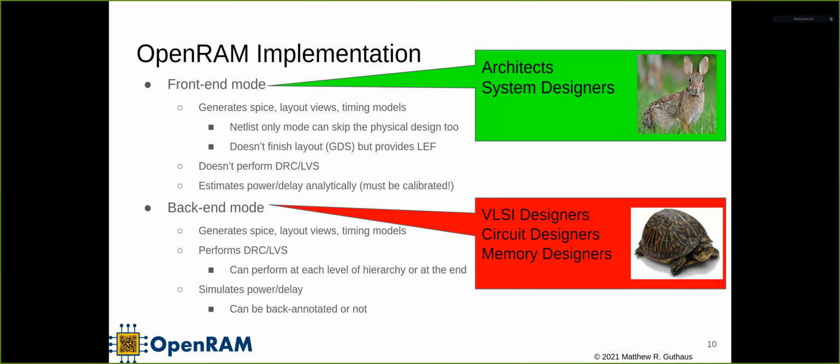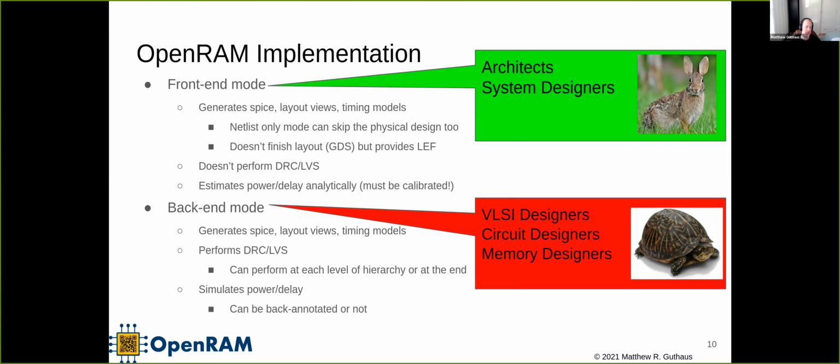Now, there are two modes for OpenRAM: a front-end mode and a back-end mode. The front-end mode is intended for users that are system designers and architects. This is where you generate memories to get an idea about the size and performance, but they may not be complete in terms of verification. There isn't final DRC and LVS, and the power is estimated analytically. Right now, we have a simple, CACTI-like model for power and delay estimation, which uses mostly Elmore delay type models.